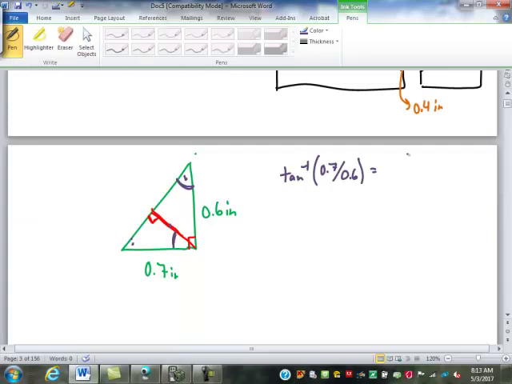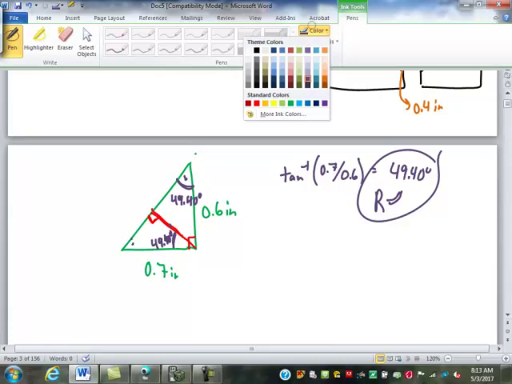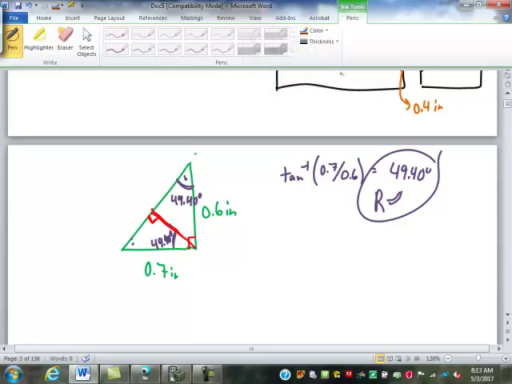Gives us 49.40 degrees. That is my angle of rotation, 49.40 degrees. So that's how far I'd have to rotate that part to make that surface line up. Next, I need to find my angle of tilt. My angle of tilt's a little tougher to do.